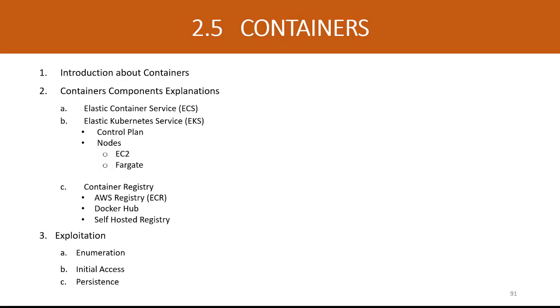In this module, we will discuss the container services provided by AWS. So you can see the table of contents. First, we'll discuss containers: what is the difference between traditional containers and the containers in AWS? What are the components in containers, such as Elastic Container Service, Elastic Kubernetes Service, or the container registry?